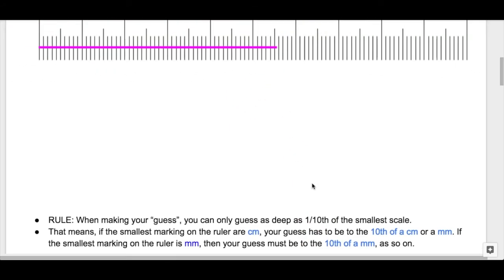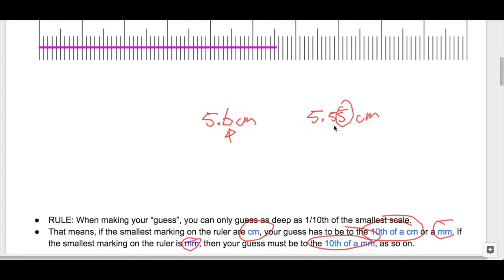So depending on what type of instrument, if the smallest units on your instrument are the centimeters, your guess has to be to the 1/10 of a centimeter or a millimeter. If the smallest markings of the ruler is the millimeter, then your guess must be 1/10 of a millimeter. And that's how we got the difference between 5.6 centimeters on the first tool, that was 1/10 of a centimeter or a millimeter, versus 5.55 centimeters. And this is equal to 1/10 of a millimeter. This right here is the millimeter. This right here is the 1/10 of a millimeter.